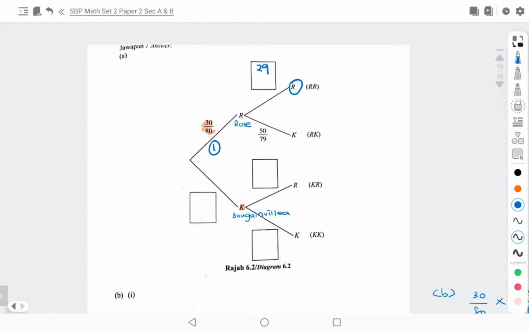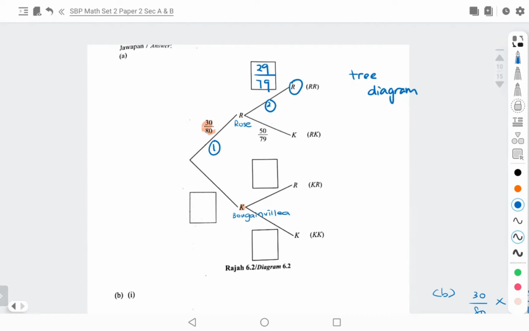And what about the total? The total flowers also have to minus 1, so it becomes 79. Okay, that's how you fill up the probability. Here is the tree diagram. So the second choice, you must minus 1, because you already selected 1 flower out.